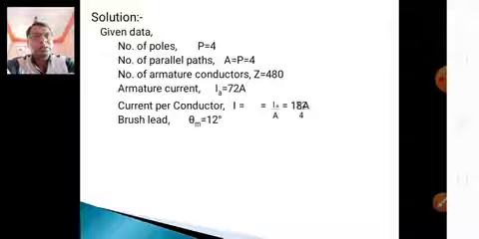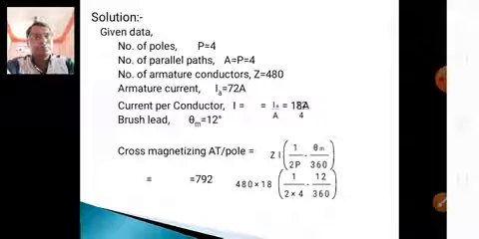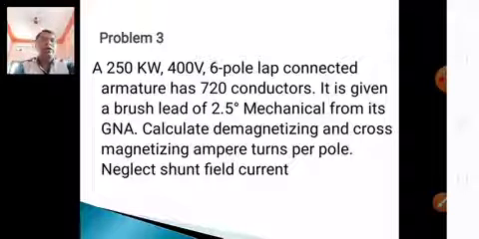Here brush lead is theta m equal to 12 degrees. The cross magnetizing ampere turns per pole is ZI into 1 by 2p minus theta m by 360. So Z equal to 480 into I equal to 18 into 1 by 2 into P, P means 4, 8. 1 by 8 minus theta m 12 by 360. So we get the value of 792 ampere turns to be added to neutralize the cross magnetizing conductors.